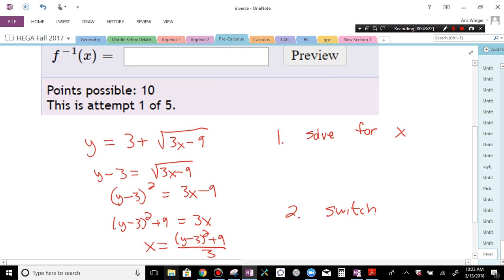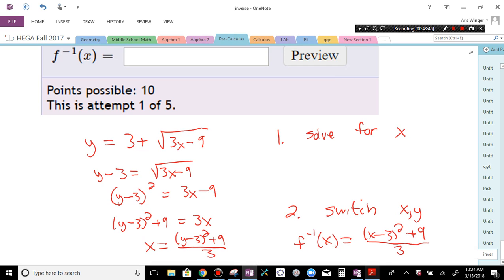Switch the x's and y's. Right, the inverse is x minus 3 squared plus 9 over 3. Rectify any of those steps. Subtract 3, square both sides, add 9, divide by 3. Just completely unraveling what the original function was doing. Any function that completely unravels this function, that's the inverse. That's what the inverse does.